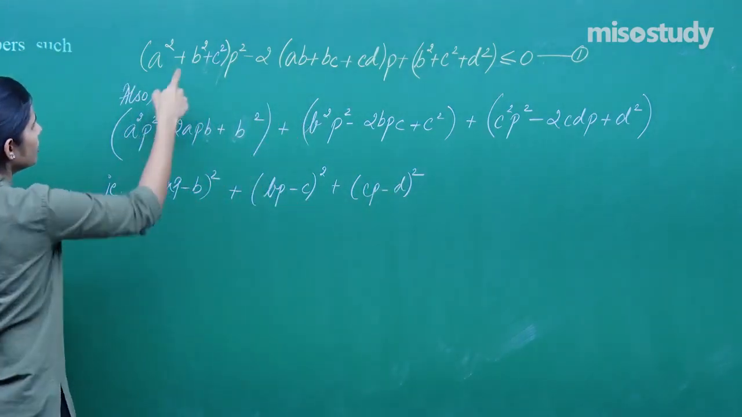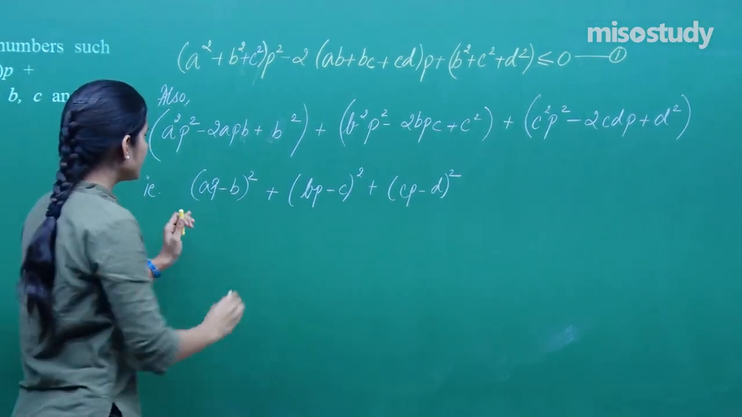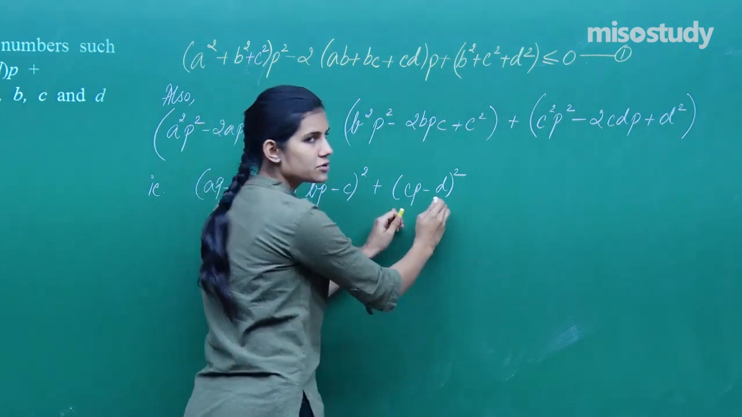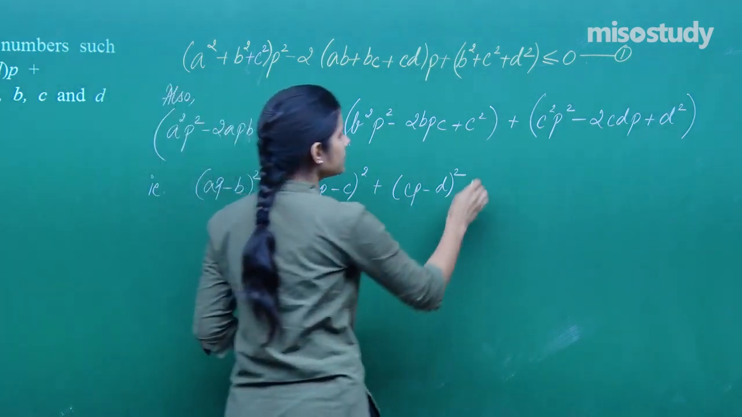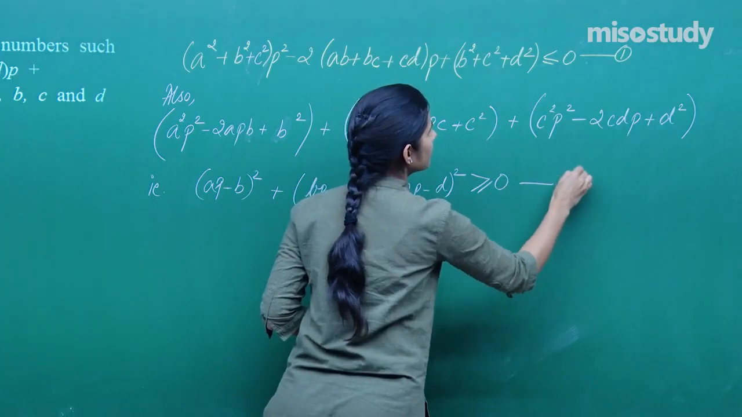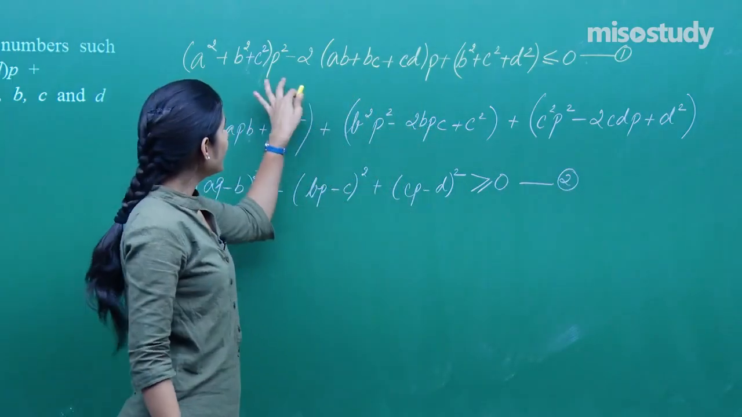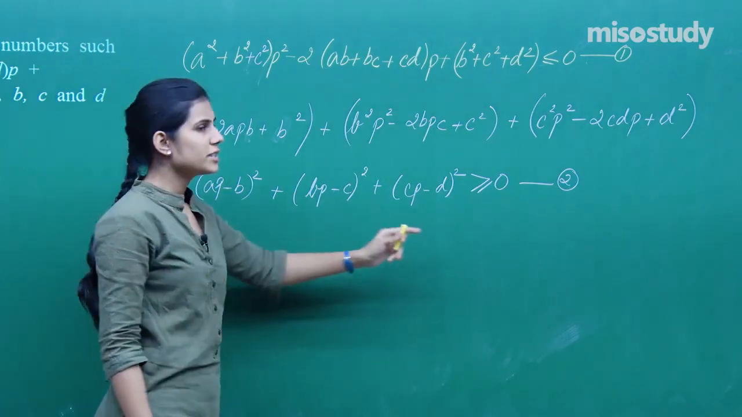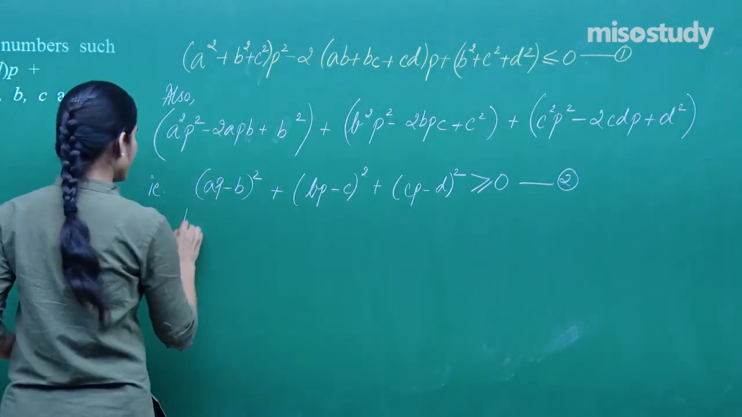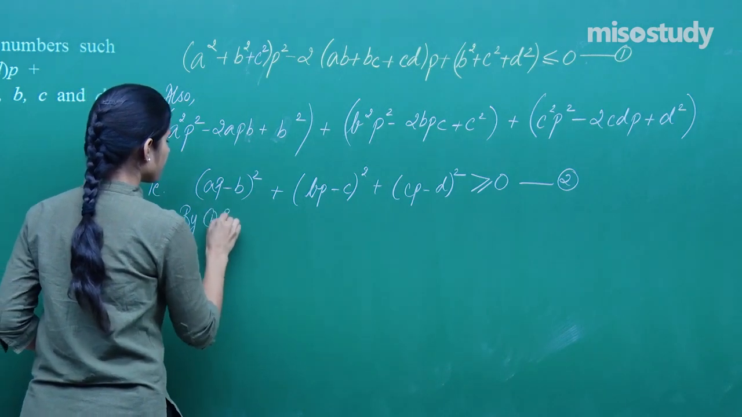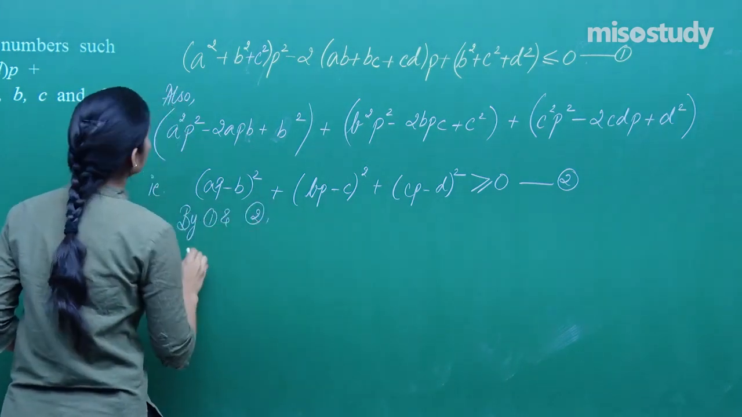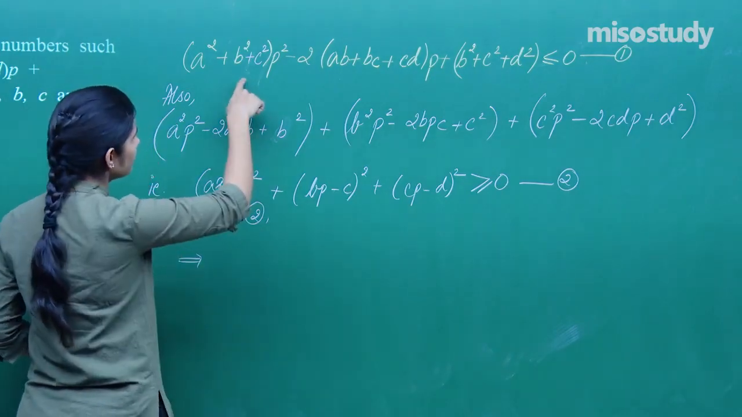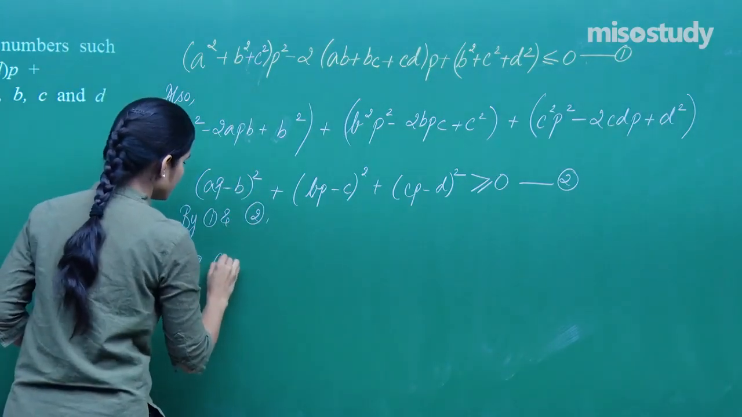I am just manipulating the left hand side. When I do that, I know this quantity is greater than or equal to 0. Sum of 3 non-negative terms is always non-negative. One is giving you that this expression is less than or equal to 0. Then you manipulated and saw that actually it is greater than or equal to 0. By 1 and 2, you have that this expression is actually equal to 0.